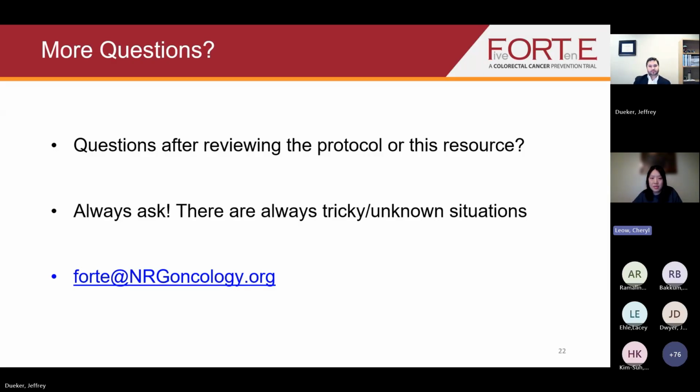And as always, Dr. Duker said it as well. If you have any questions on protocol eligibility, anything related to that, feel free to reach out to forte@nrgoncology.org. We're more than happy to help. And if there are any tricky situations, we always route them straight to Doctors Duker and Schoen, and they're very prompt to respond and help us out.